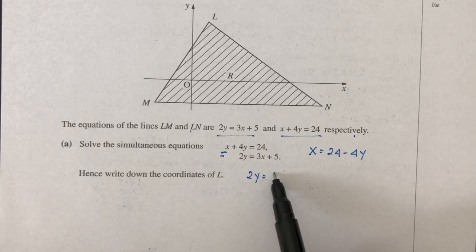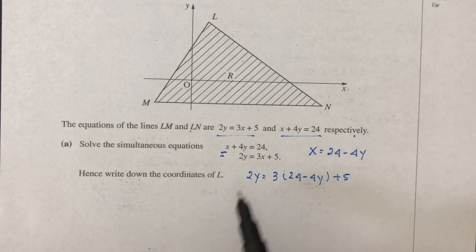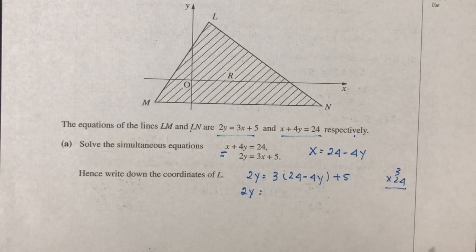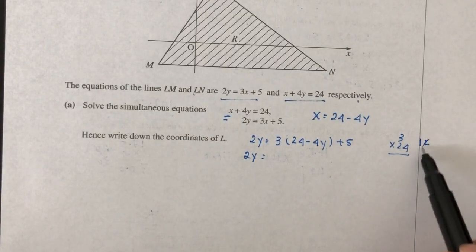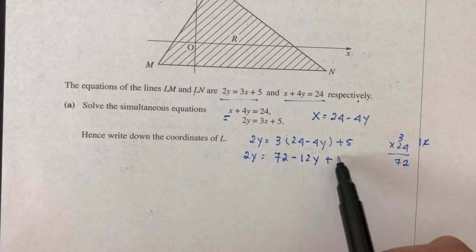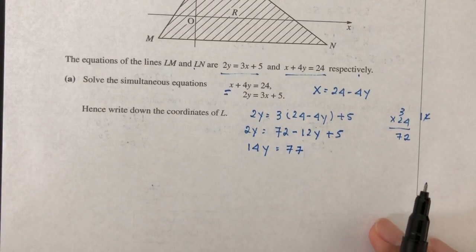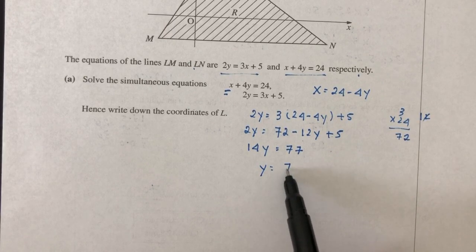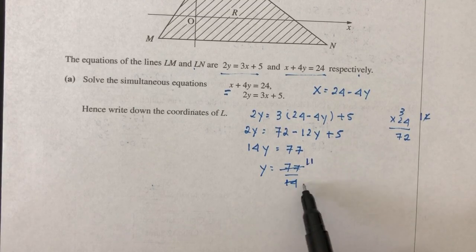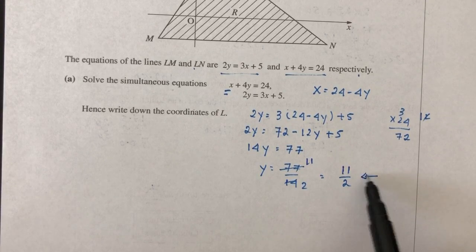We have 2y equal to 3 times x plus 5. So that will be 2y equal to, what is 3 times 24? 3 times 4 is 12, so 72 minus 12y plus 5. That is 14y equal to 77. So y will be 77 divided by 14. We can divide by 7, we have 11 and 2. That will be 11 over 2 for the value of y.